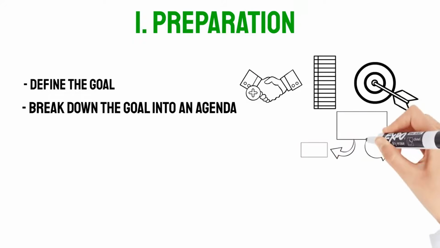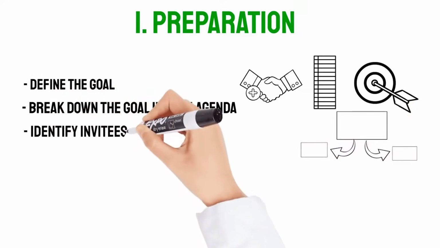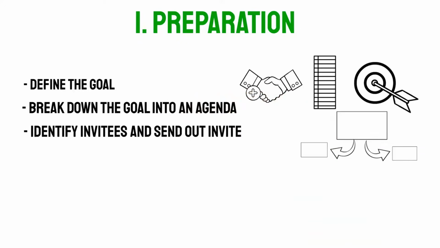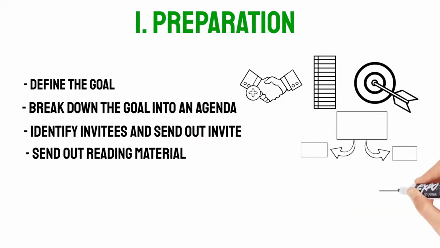Identify invitees and send out the invite. Who is necessary for the meeting? Try to use as few stakeholders as possible, but as many as needed. The larger the group is, the harder it gets to actually gather requirements. Send out reading material if appropriate, so stakeholders can read the material before the workshop and be aligned on, let's say, some knowledge about something.